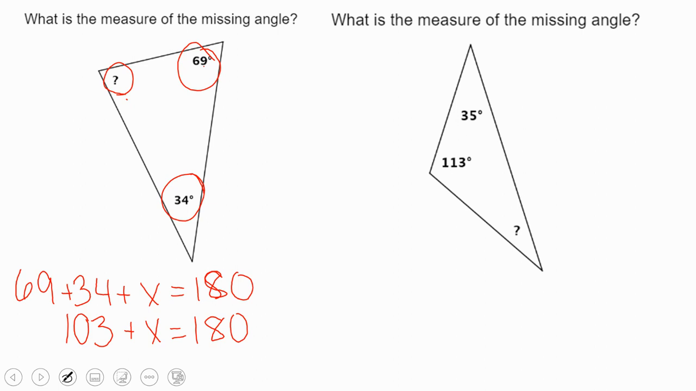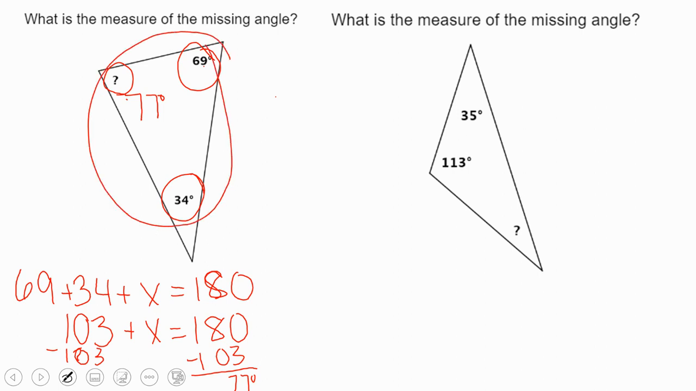The reason I want to write it out as an equation is that it will help us with what we're going to do in the next slide. It's going to be more helpful to know how to write it out in an equation. Last thing, this is a one-step equation. You would subtract 103, or add a negative 103, to both sides, and you're going to find that x is 77 degrees. You can always double check that: add those three angles together and it has to equal 180 to make sure you got that right.